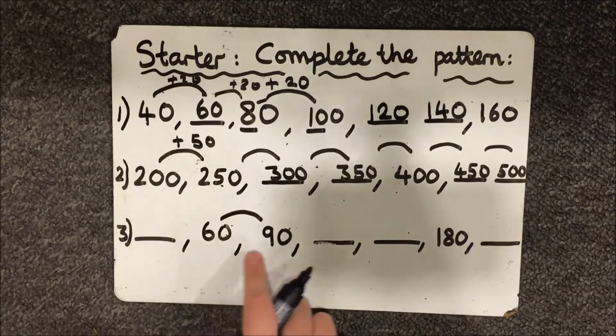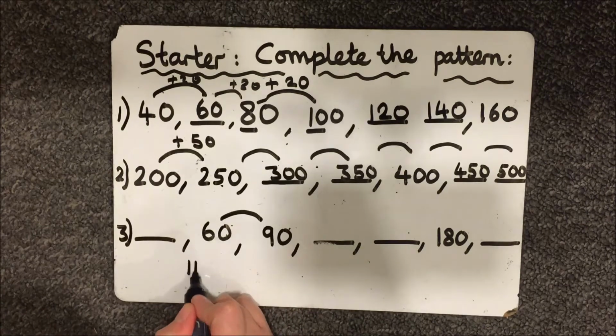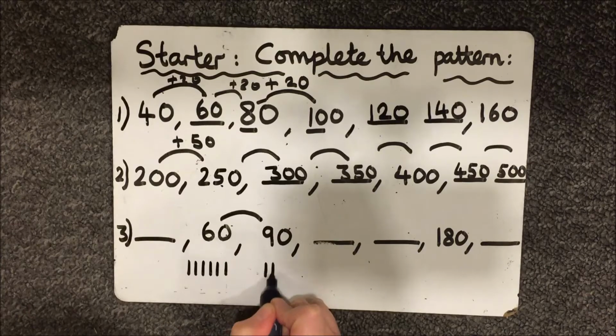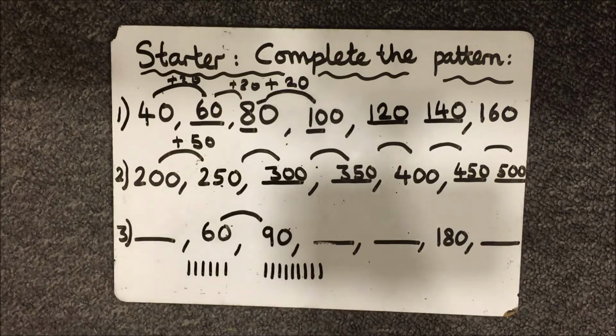So between 60 and 90, so these are just tens numbers. So I've got 10, 20, 30, 40, 50, 60, 70, 80, 90.